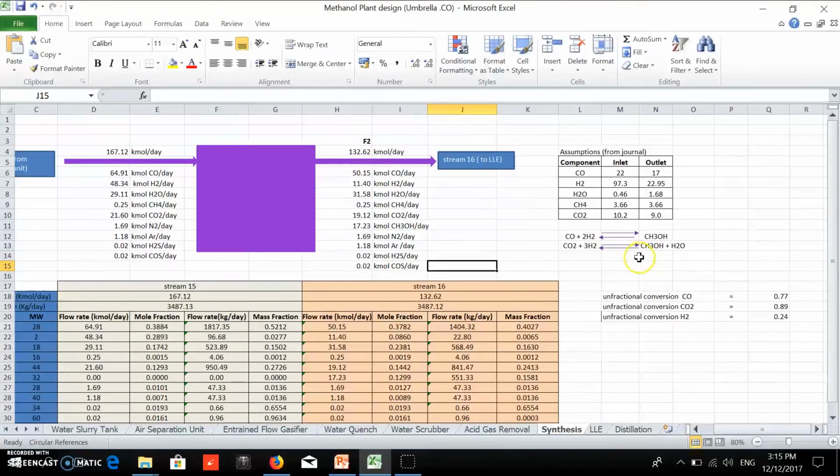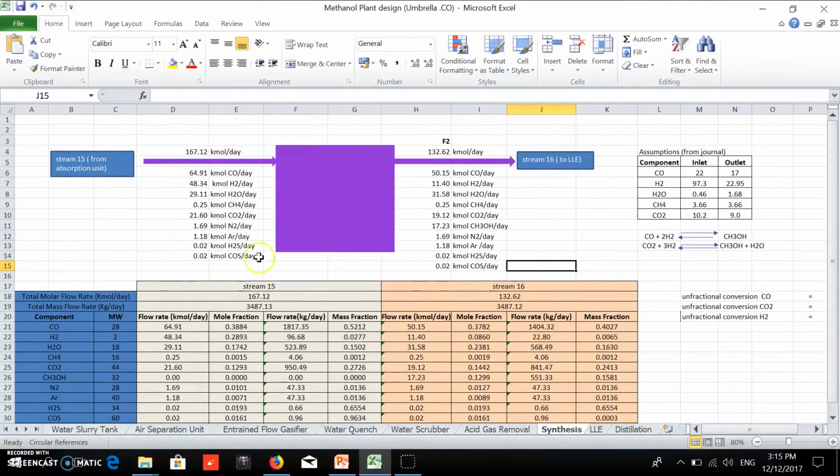The fractional conversion of CO is 0.77, the conversion of CO2 is 0.89, and the fractional conversion of H2 is 0.24. Okay, as we can see here, from this feed, we produce about 17.23 kilomole methanol per day.